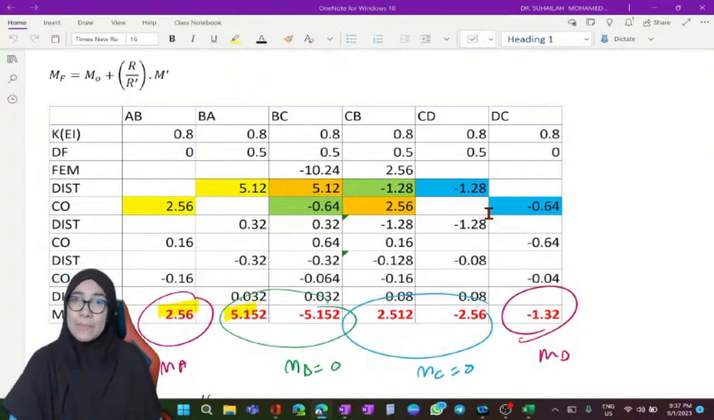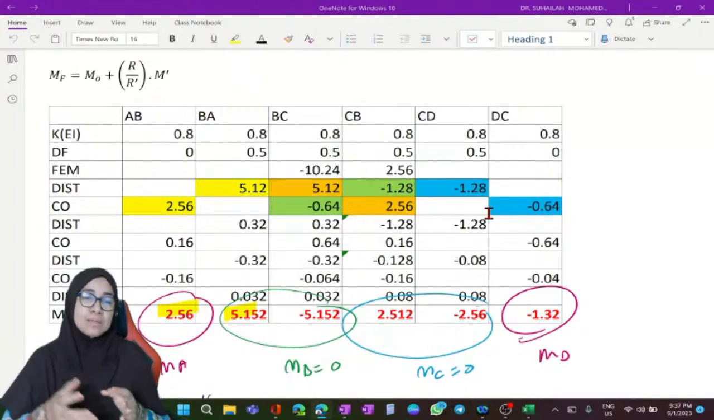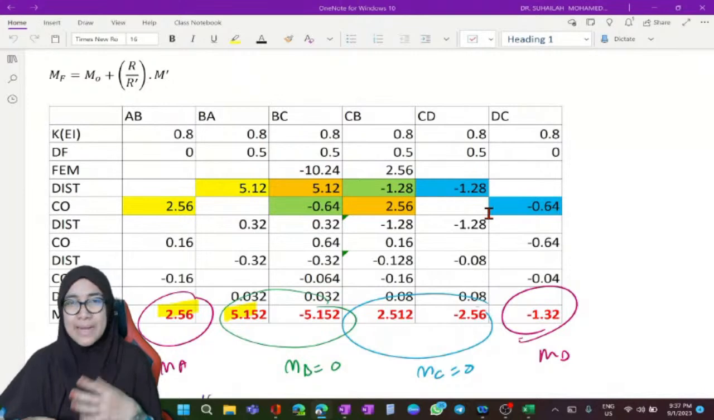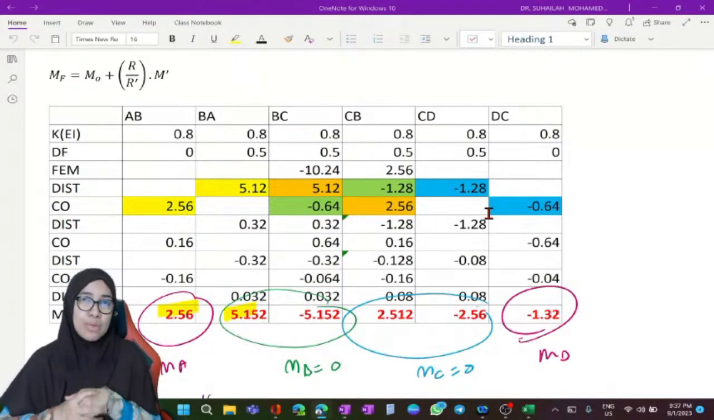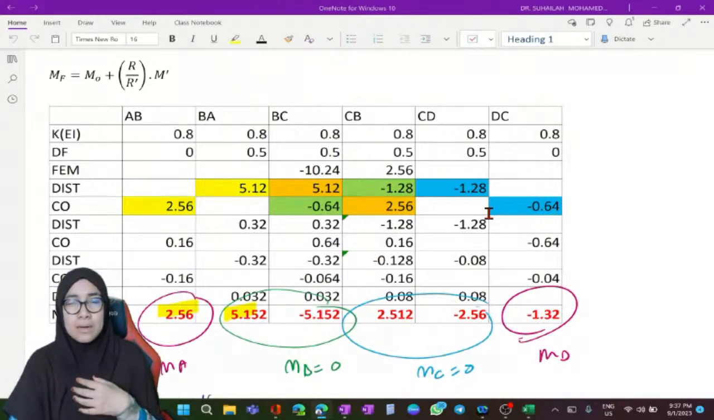However, in frame analysis, one FEM is the real value, but the other FEM, due to sidesway, due to delta, is unknown. The delta is unknown until the end. It remains as unknown.